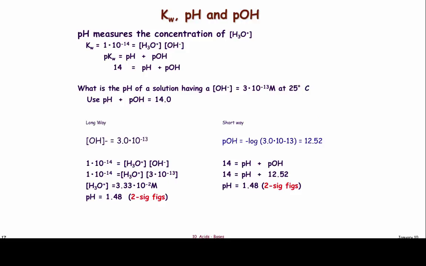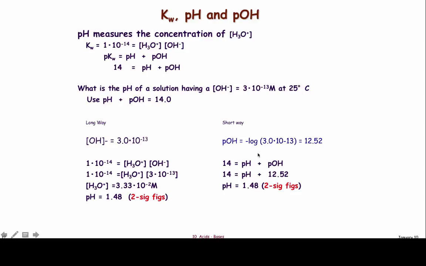Here's another example. What is the pH of a solution that has a hydroxide ion concentration of 3 times 10 to the minus 13? Well, you know that pH plus pOH equals 14. So if I take 3 times 10 to the minus 13 and take the negative log of that, that number comes out to 12.52 as shown right here. What plus 12.52 equals 14? That number has to be 1.48.